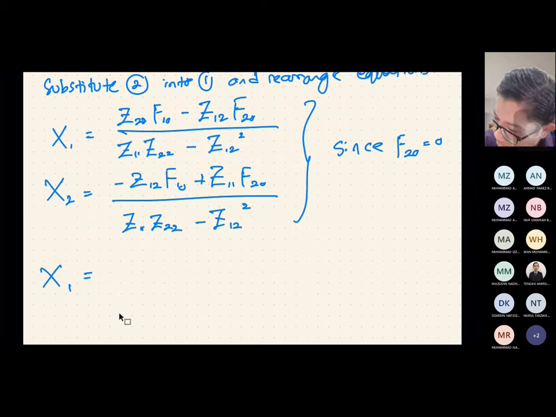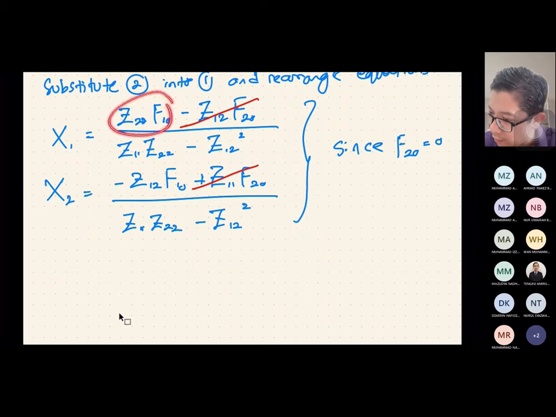x1 is, okay. So kita boleh just potong ni. Okay. So we have z22 f10 and z22 equals to z22 f10 and negative z12 f10. Okay. So yang dua ni kita boleh padam.